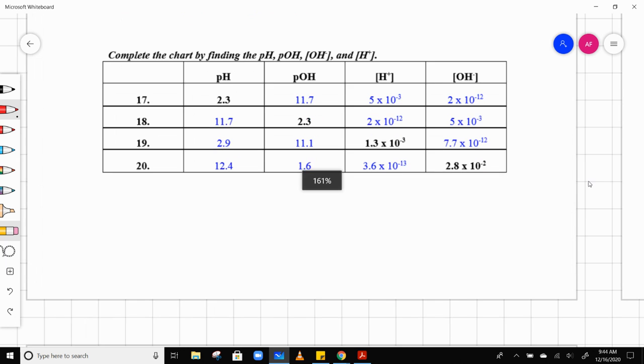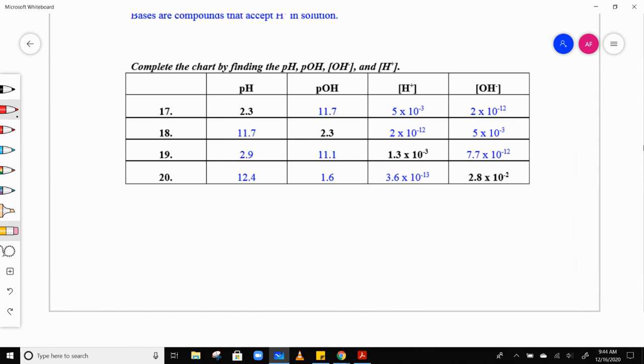For pH, pOH, H plus, and OH minus, you just need to remember all of those relationships. Even though you can look at your notes while you take a test, I give this information to you anyway. I always say pH plus pOH equals 14. The negative log of the OH minus concentration is the pOH, and the negative log of the H plus concentration is the pH.